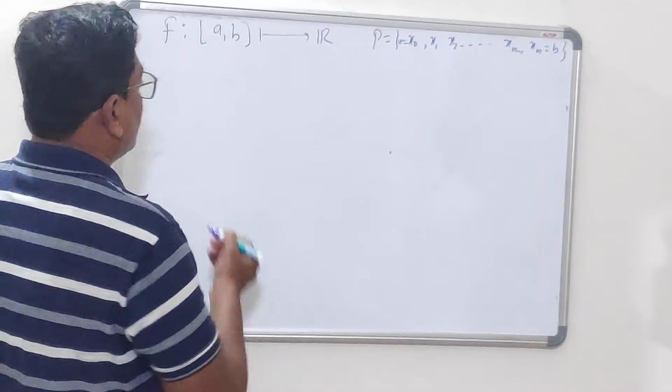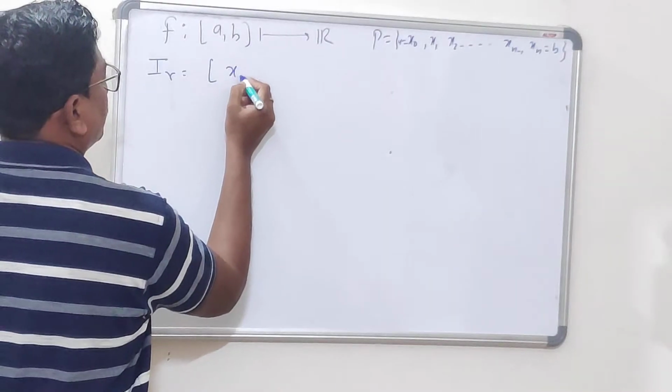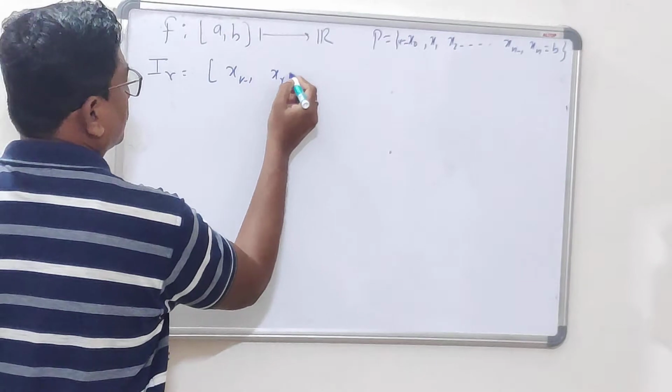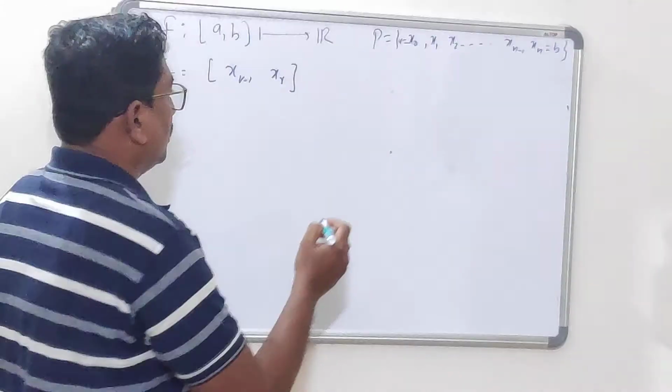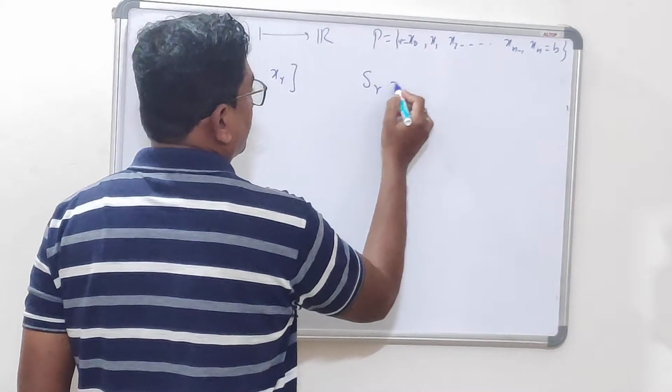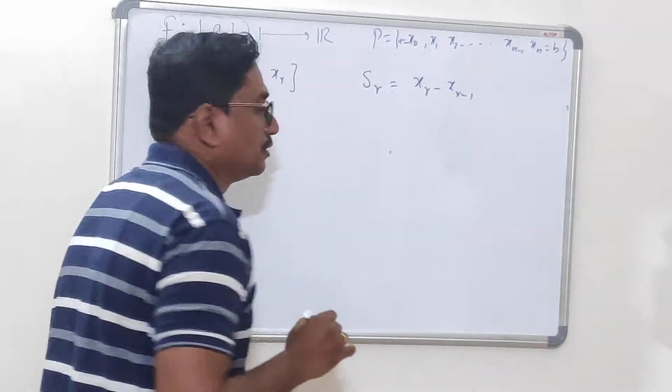These points are called partition points, and the subinterval I will denote as I_r. So how is it? [x_{r-1}, x_r]. The first interval will be [x0, x1], like that. The length of each interval will be denoted by delta r, that is x_r minus x_{r-1}.